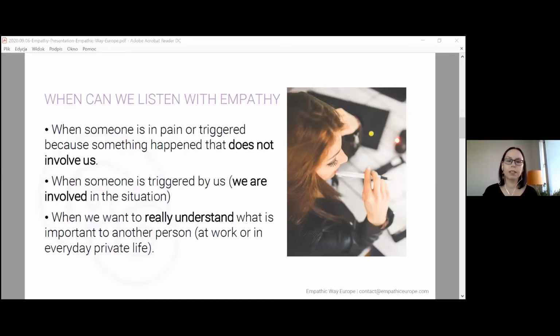And the third one is whenever you really want to understand someone. What's important to that person? What kind of needs does that person have? It can happen at work or in everyday private life. Especially, it's good to listen with empathy when, for example, you have a common decision to take. Instead of seeing the problem and going directly to the solution, maybe it's good to stop for a moment and really focus on the feelings and needs of that person. That helps.